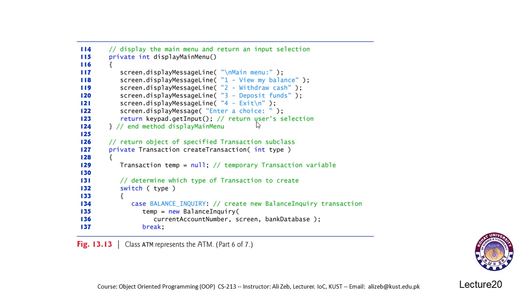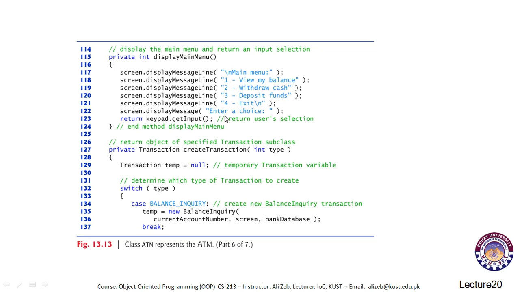Now we have the display menu method within the ATM class. This again is a helper method that will send messages to the screen class to display messages on the screen. This is the display menu as we saw in the previous part of this program. It displays on the screen: view my balance, withdraw cash, deposit funds, and exit the system.